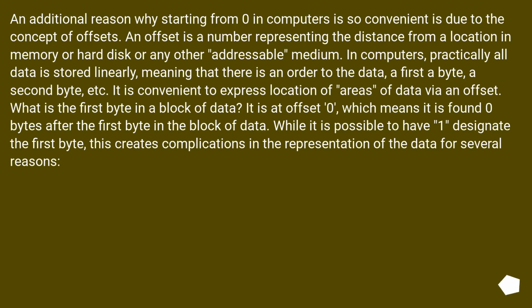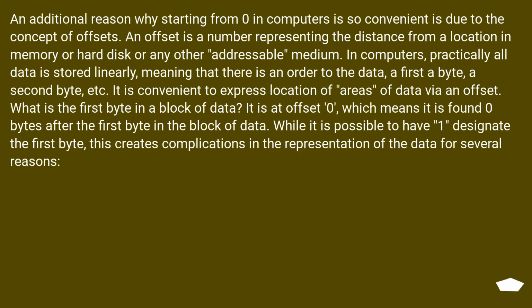An additional reason why starting from 0 in computers is so convenient is due to the concept of offsets. An offset is a number representing the distance from a location in memory or hard disk or any other addressable medium. In computers, practically all data is stored linearly, meaning that there is an order to the data, first a byte, a second byte, etc. It is convenient to express the location of areas of data by an offset. What is the first byte in a block of data? It is at offset 0, which means it is found 0 bytes after the first byte in the block of data.